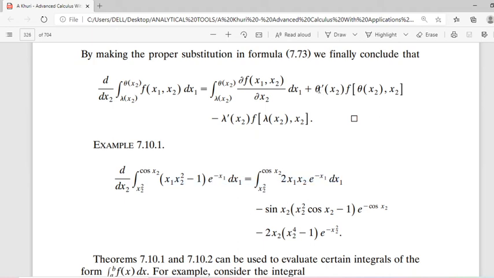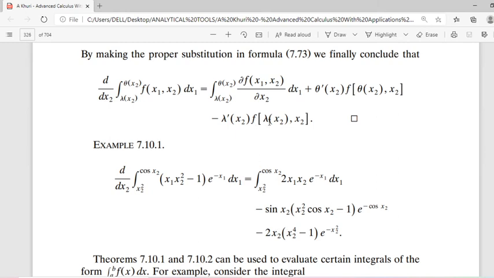Now what is theta x2, theta dash x2? Since it is cos x2, it will be minus sin x2. It's very simple. What is f of theta x2 comma x2? Instead of x1 we can put cos x2, that appeared here, into e raised to minus cos x2. Instead of x1 we use cos x2, that appeared here. And the last term is minus lambda dash x2. We can identify what is lambda of x2. This is x2 square. So what will be the derivative? 2x2. Okay, it's very simple.